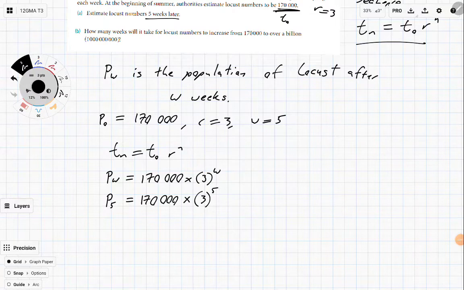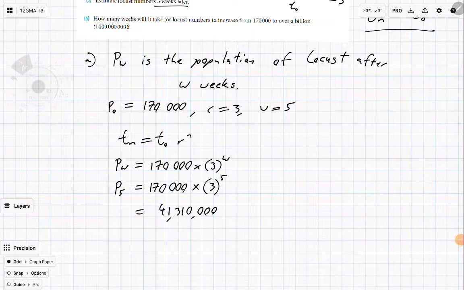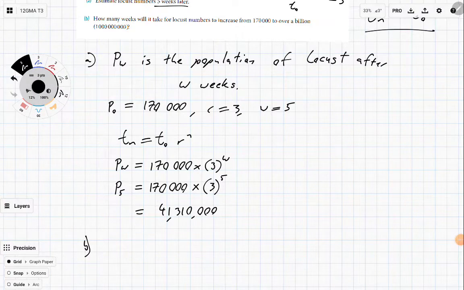Now in this particular case, you can see that the population grows to 41,310,000. Alrighty, so that's the population just after 5 weeks. So that's part A complete. But part B asks us to work out how many weeks it will take for the locust numbers to increase from 170,000 to over 1 billion. So it's a 1 with 9 zeros after it.